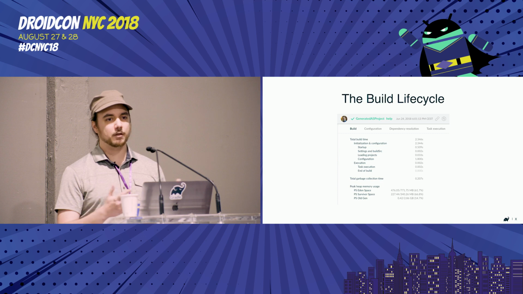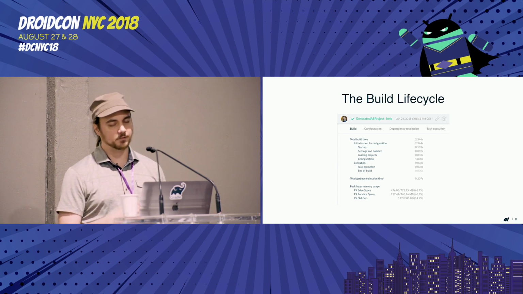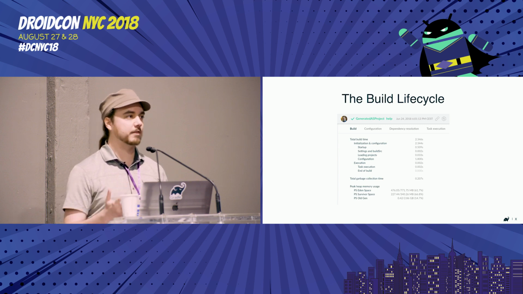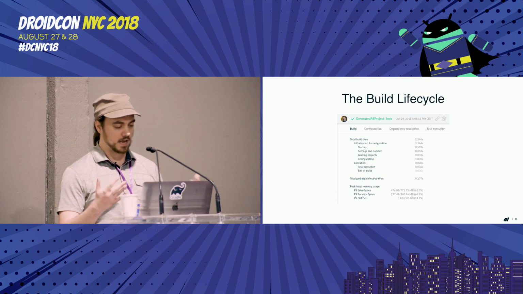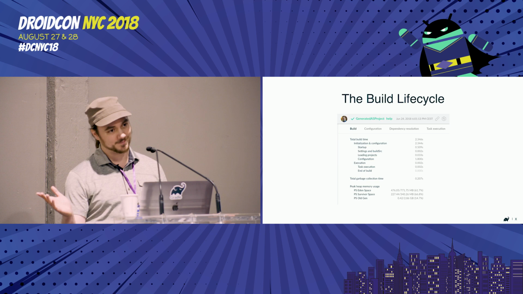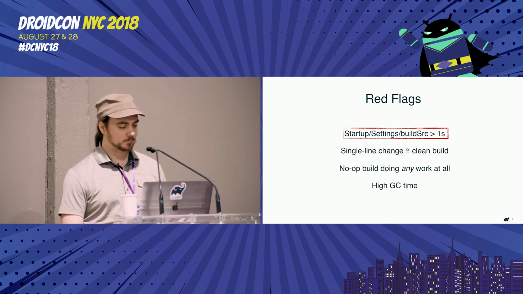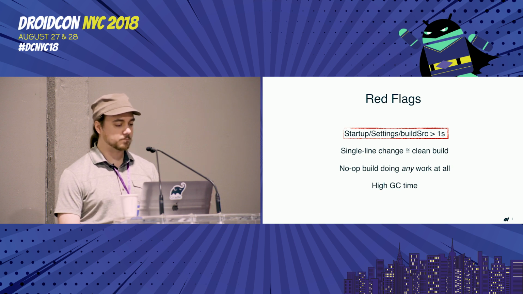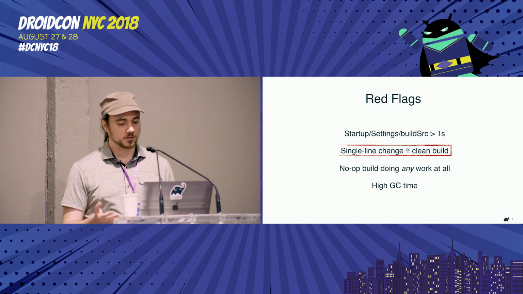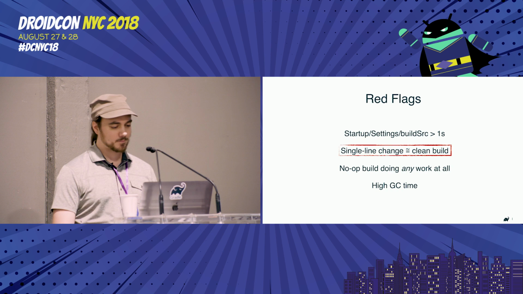Gradle has a very high theoretical performance, and of course, the Android plugin is also highly optimized for the most part. So we think that if we can get you closer to that theoretical limit, that's a great outcome. But of course, Gradle is also very flexible, so it's really easy to shoot yourself in the foot. So here are some red flags you should be looking out for. If startup takes more than 1 second, you have a problem. If a single line change takes as long as a clean build, something is definitely terribly wrong, or maybe you're just using Dagger.